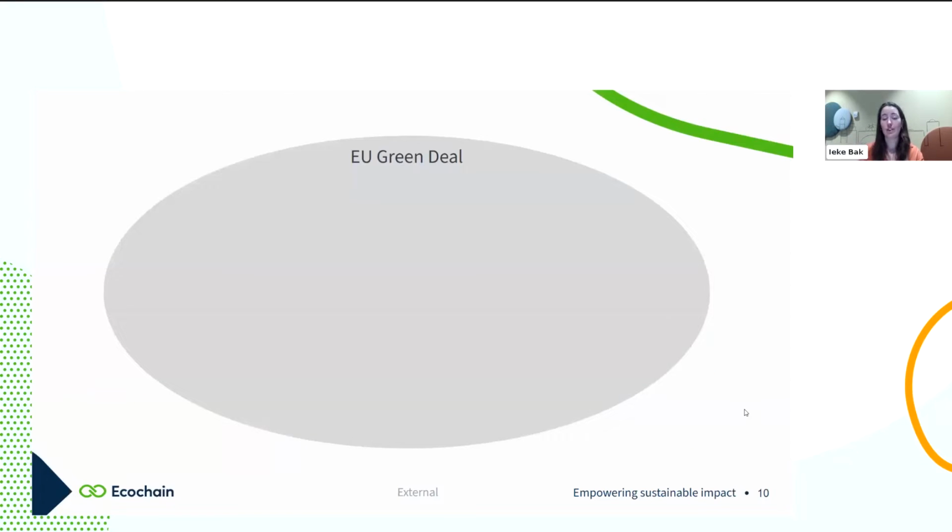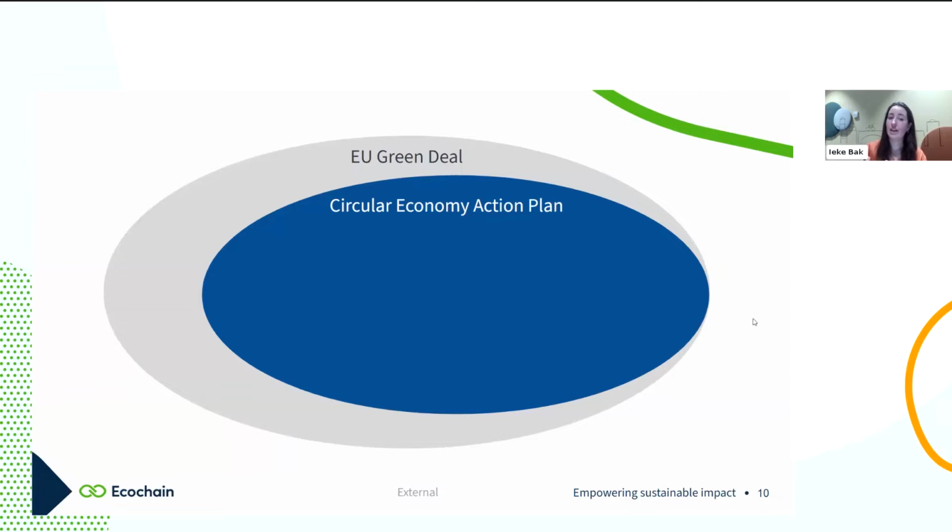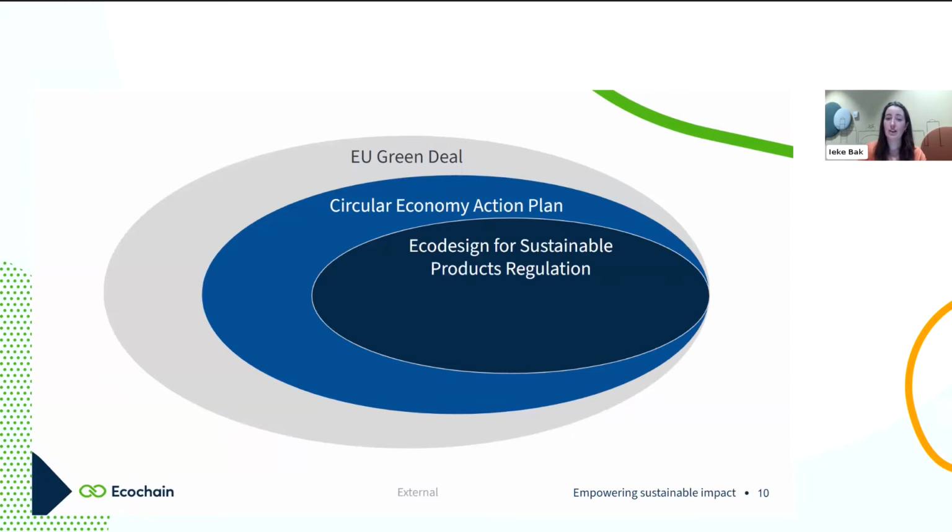But how does this framework fit in what the current framework already is? So the new Ecodesign regulation. We used to have already the European Green Deal. Related to that, you have the Circular Economy Action Plan. And now on top of that, you have the Ecodesign for Sustainable Products Regulation. So that's really what includes all of these product categories.